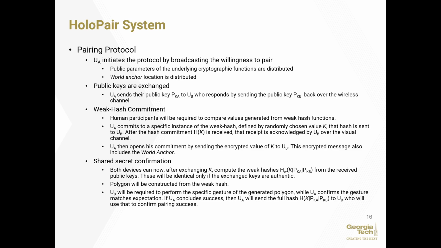User A initiates the protocol by broadcasting the willingness to pair and distributing the public parameters of the underlying cryptographic functions, together with the location of the world anchor. Any other device that receives the broadcast will assume the role of user B as soon as their user confirms the willingness to pair.